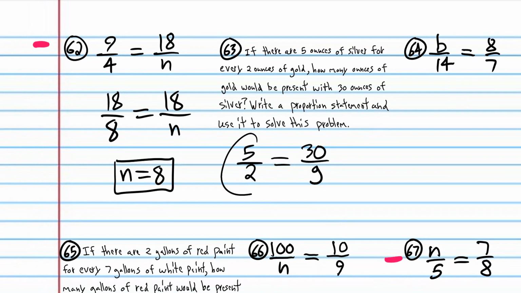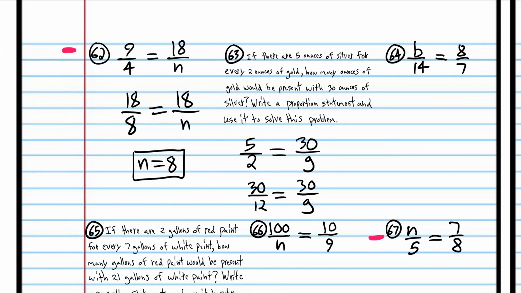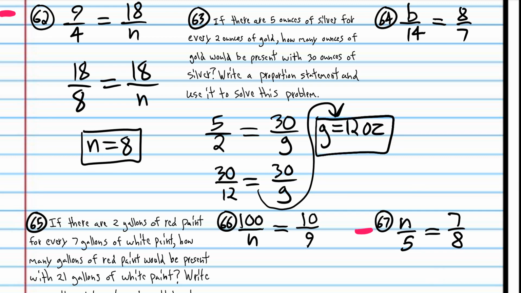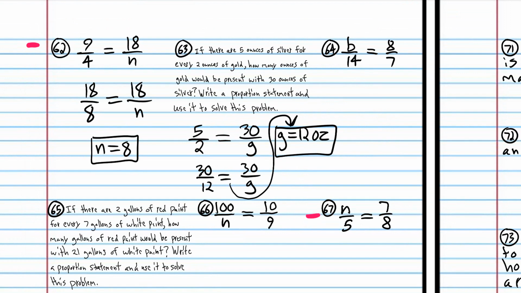So in this problem, just like the previous problem, we're going to multiply. We can't really reduce this because it's already reduced. We're going to multiply both sides by 6, and we get 30 over 12 is equal to 30 over G. So obviously G has to be equal to 12. So we're going to write an arrow up here. G is equal to 12, and we'll write OZ for ounces. OZ is the abbreviation for ounces. If you didn't know that, that's okay. Now you do.